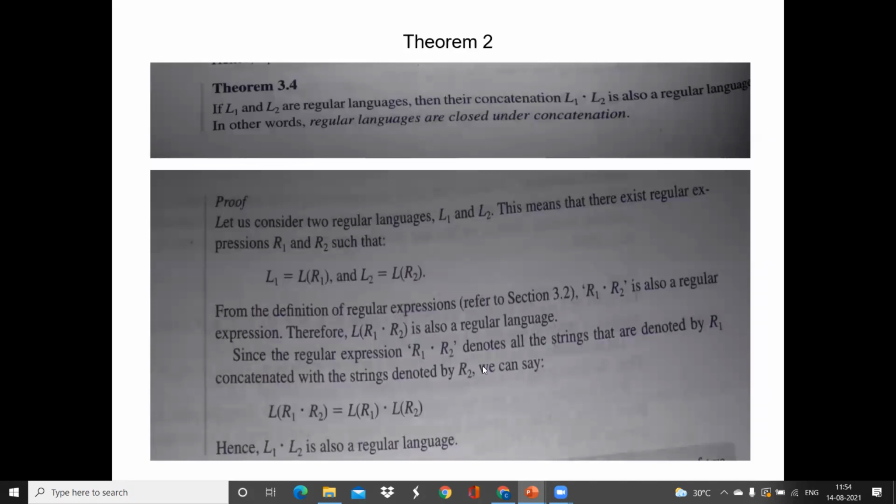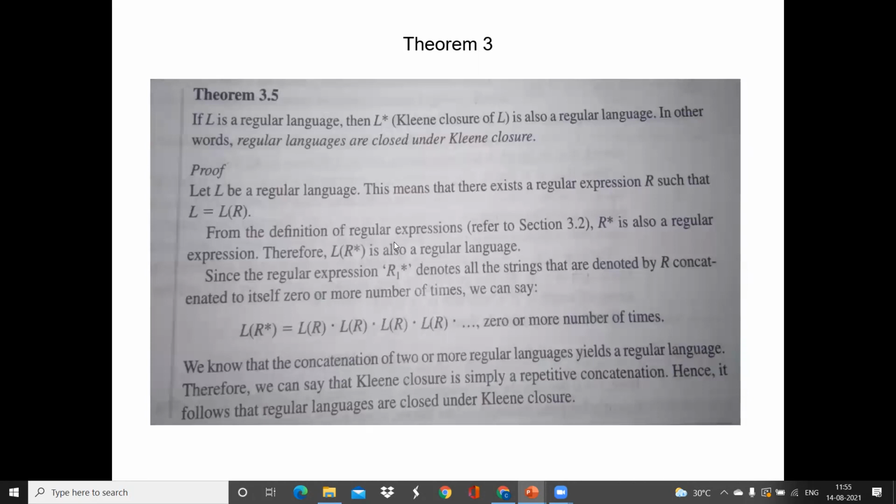Similarly, you can prove it for the concatenation operation also. L1 is the language represented by the R1 regular expression, and L2 is the language represented by the R2 regular expression. You know that if R1 is a regular expression and R2 is a regular expression, their concatenation R1 dot R2 is also a regular expression, and the language which R1 dot R2 generates is also a regular language. That is the reason it can be denoted like this: language of R1 dot R2 is equal to language of R1 dot language of R2. Then this is the closure.